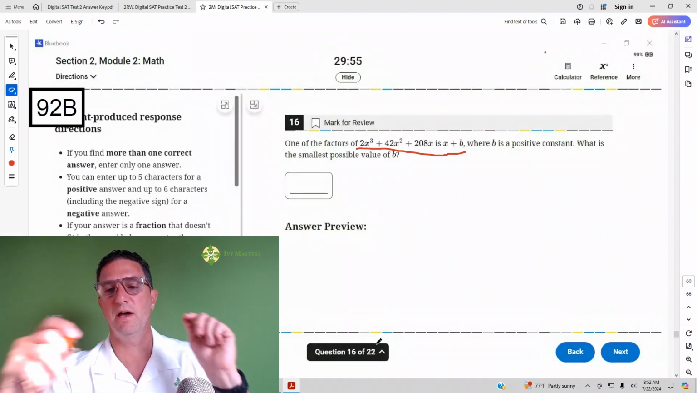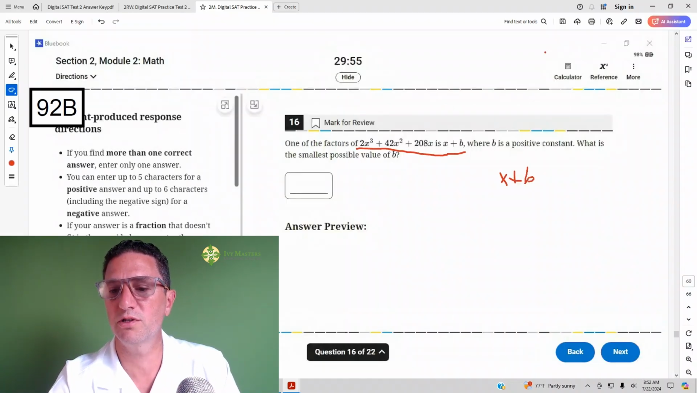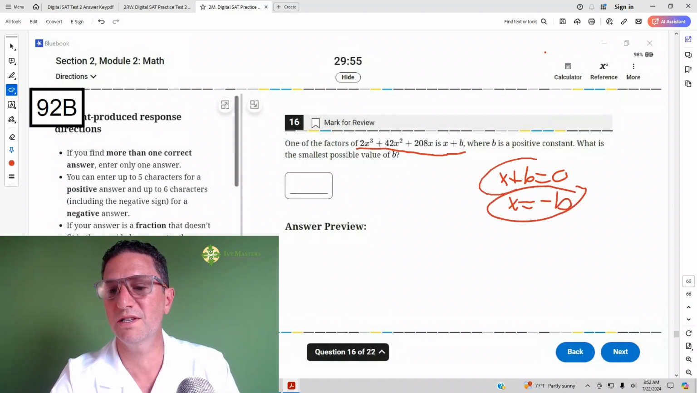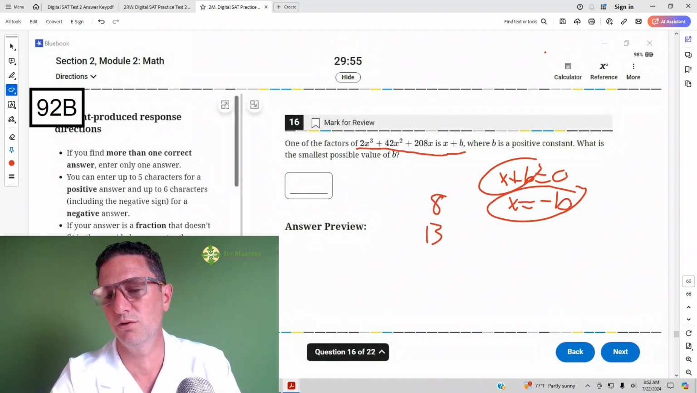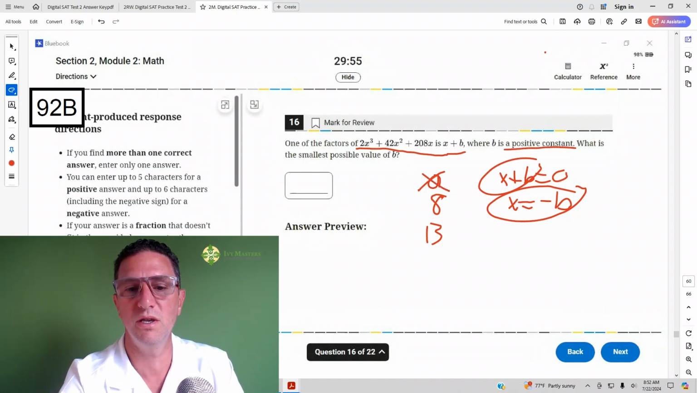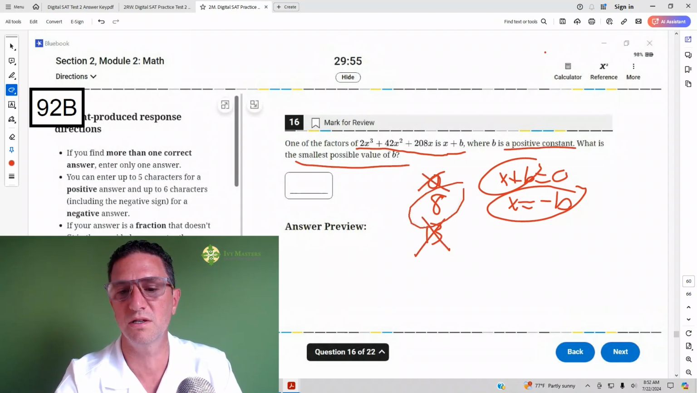So what do I mean by that? Your last step is x plus b equals 0, and then you subtract b from both sides, you get x equals negative b. That would be your solution, but notice x plus b is a factor. So it's opposite: negative 8 is positive 8, negative 13 is positive 13, 0 is just 0. We need it to be a positive constant, so 0 is gone. We need the smallest possible value, so 13 is gone, 8 is your answer.